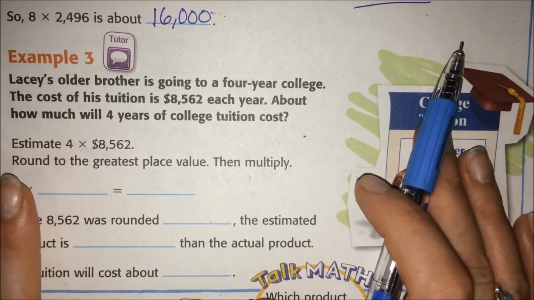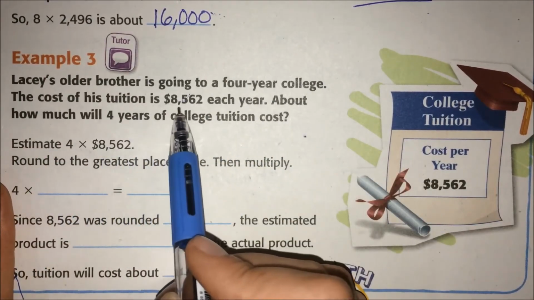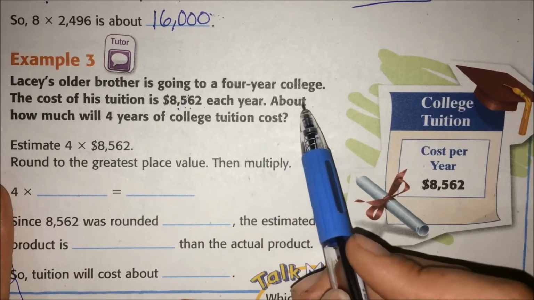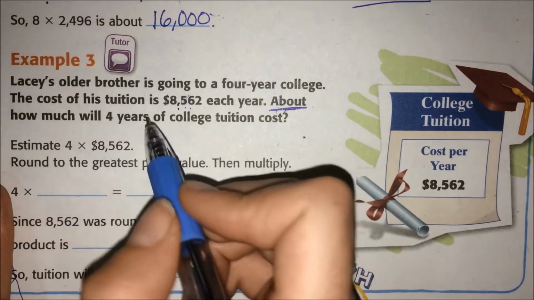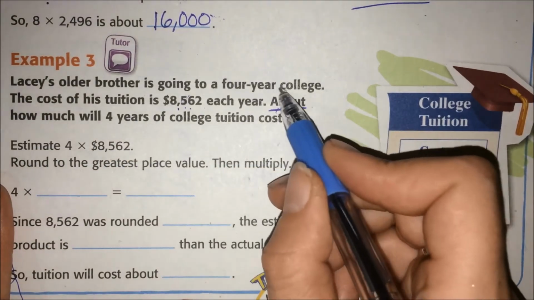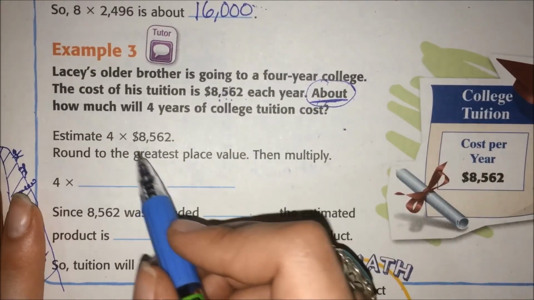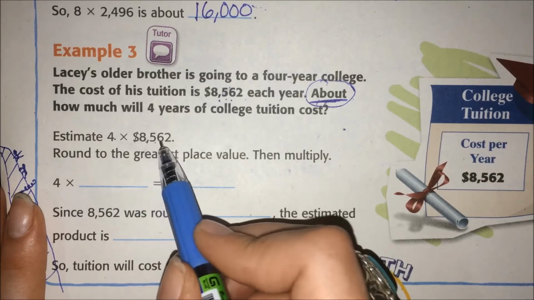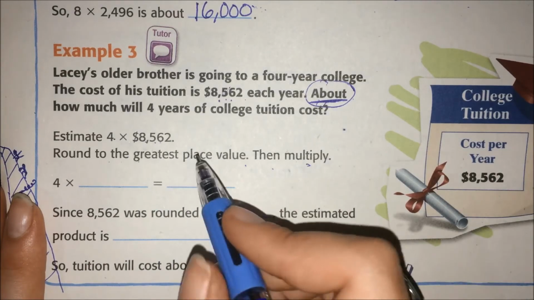Lacey's older brother is going to a 4-year college. The cost of his tuition is $8,562 each year. About how much will 4 years of college tuition cost? Whenever you see this, you know it's going to be an estimating problem. Estimate 4 times 8,562. Round to the greatest place value, then multiply.